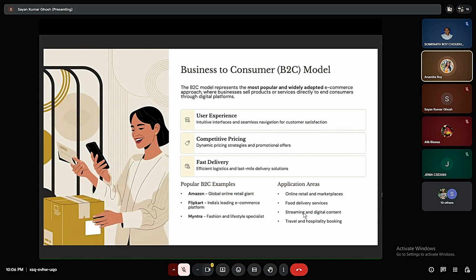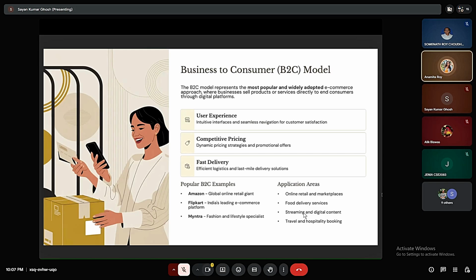Next, I will explain the B2C, business to consumer model, which is the most popular e-commerce model today. In the B2C model, businesses sell products or services directly to individual consumers through online platforms. The main focus of this model is customer convenience and satisfaction. Key features of the B2C model include user-friendly websites, competitive pricing, fast delivery, and secure digital payment systems.